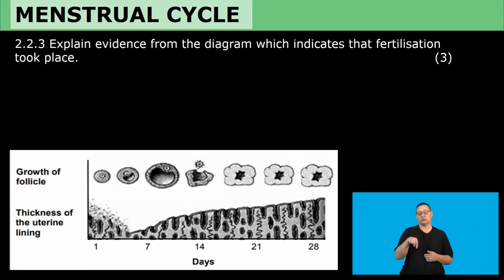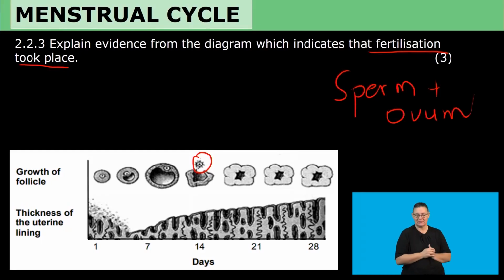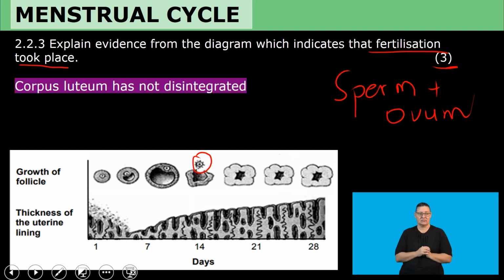2.3. Explain evidence from the diagram which indicates that fertilization took place. So it means that there has been a release of this ripe ovum, and there was a fusion between the sperm and the ovum. We need to speak more of the ovum, we're avoiding the use of the word egg. And then fertilization had occurred. You explain the evidence. This is for 3 marks.